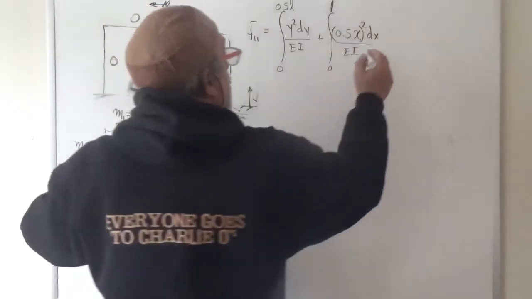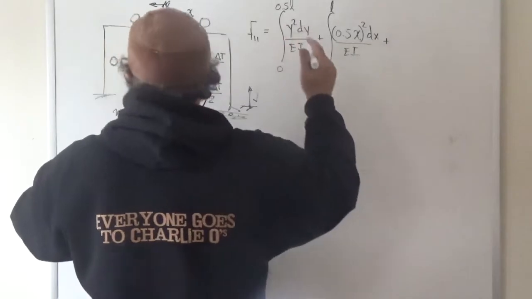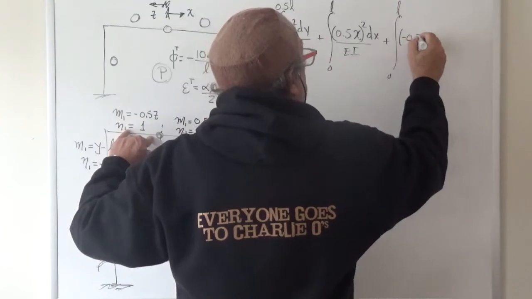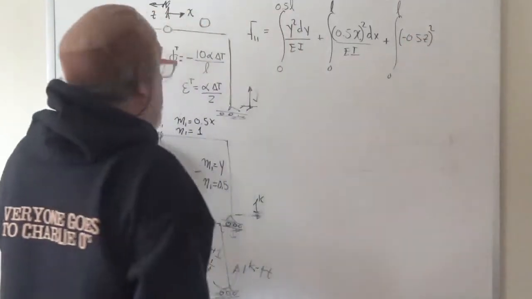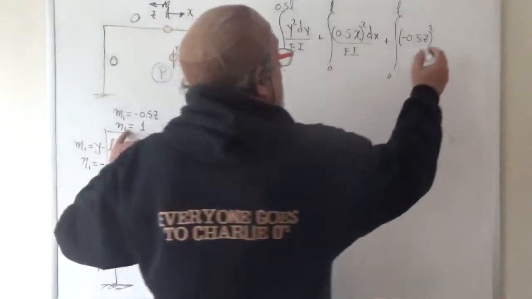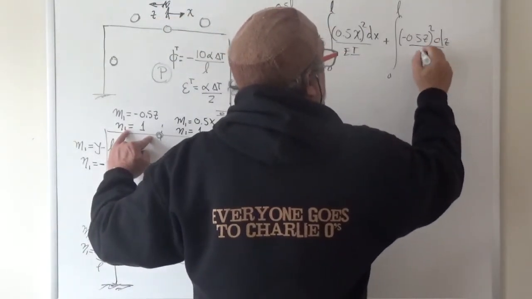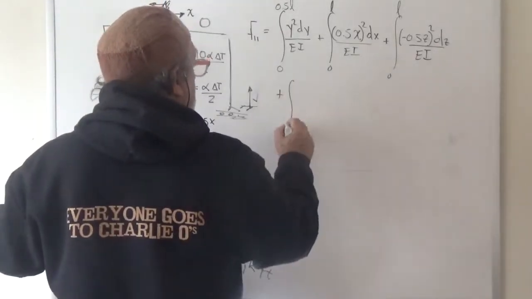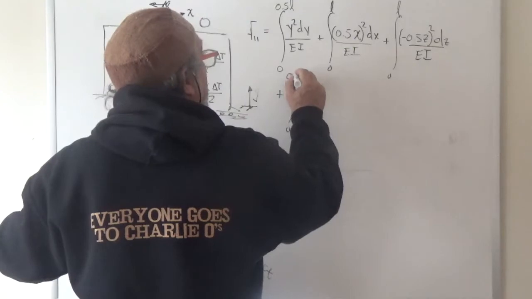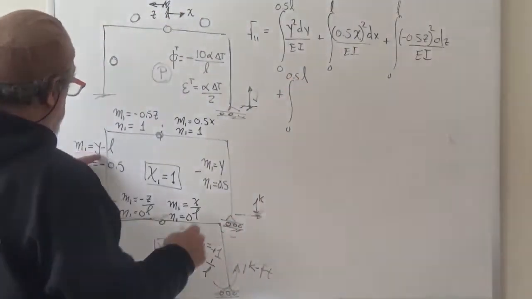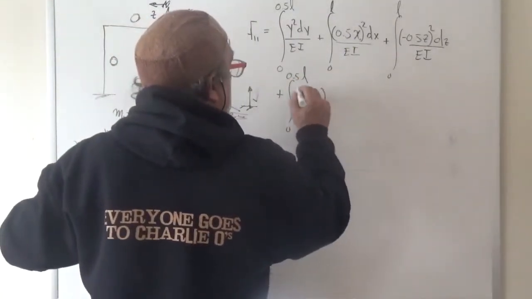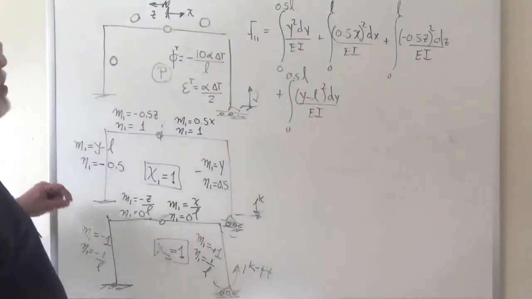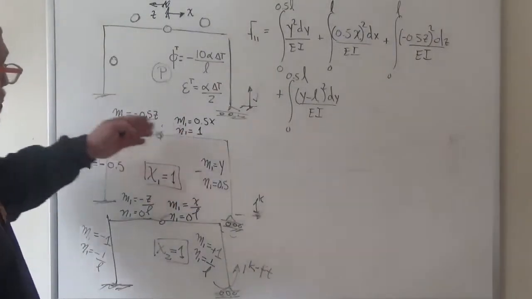Now this bar, it's a repeat of this one, but I'll just write it down, is the integral from 0 to L of minus 0.5z squared. The minus doesn't matter, but I write it just for clarity, dz over EI, right? Plus the integral from 0 to 0.5 L of this bar, which is y minus L squared dy over EI. And those are 1, 2, 3, 4 terms.